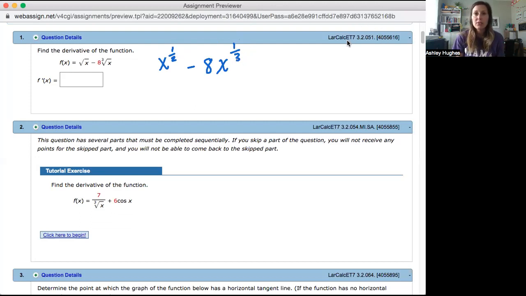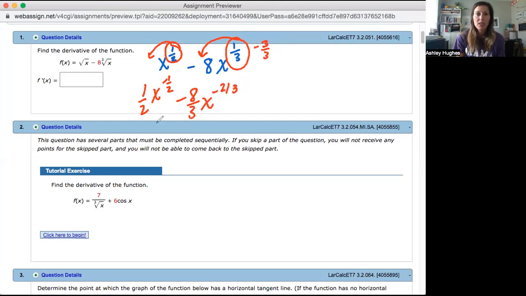Now we're going to take the derivative, which means we're going to pull these powers down and we subtract 1. So 1/2 x to the negative 1/2, bring this 1/3 down, multiply it by the 8, so negative 8/3 x to the, subtracting 1 is like subtracting 3/3, so that'd be negative 2/3. So this is your answer, or you could write it like this, 1/2 square root of x minus 8/3 the cube root of x squared.